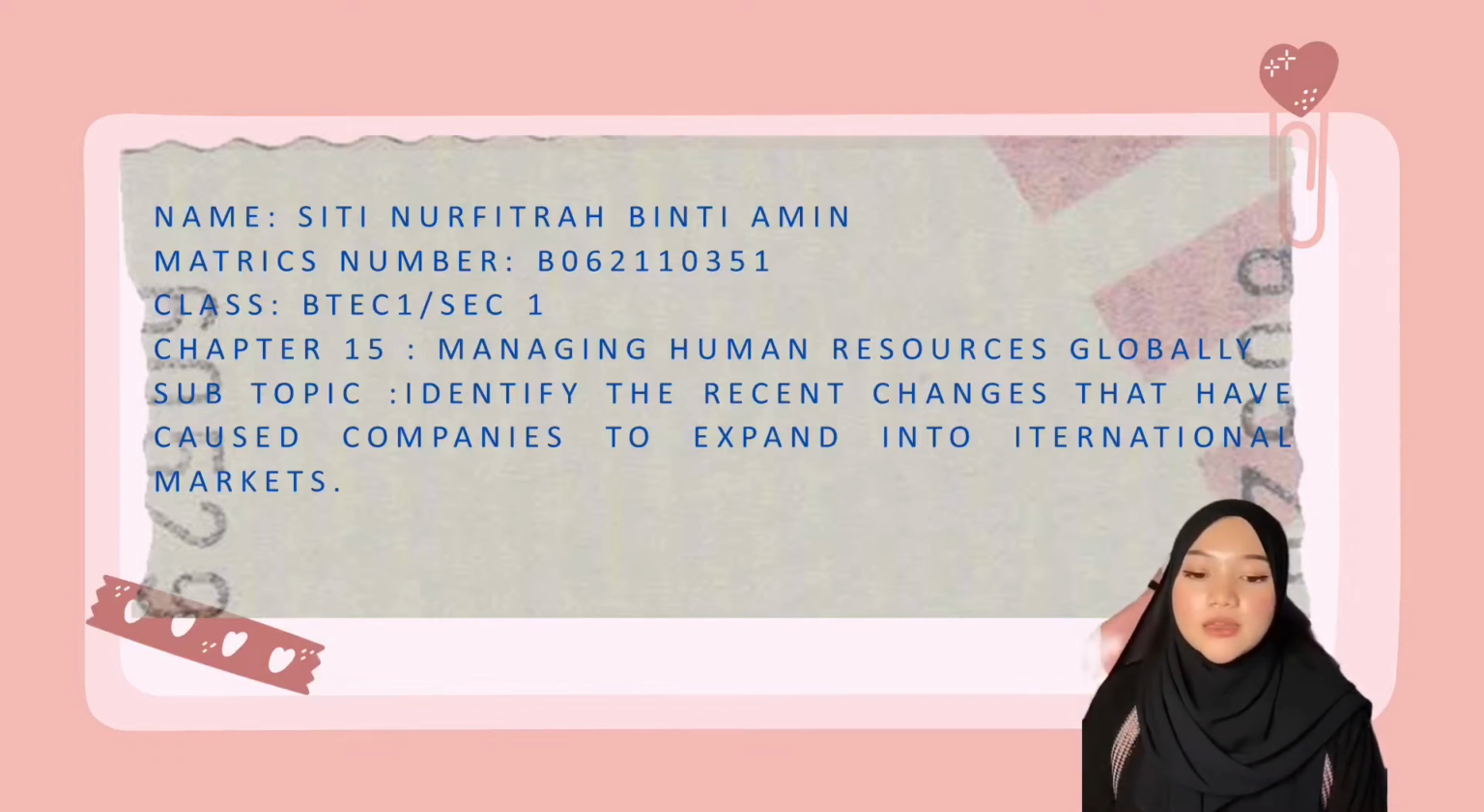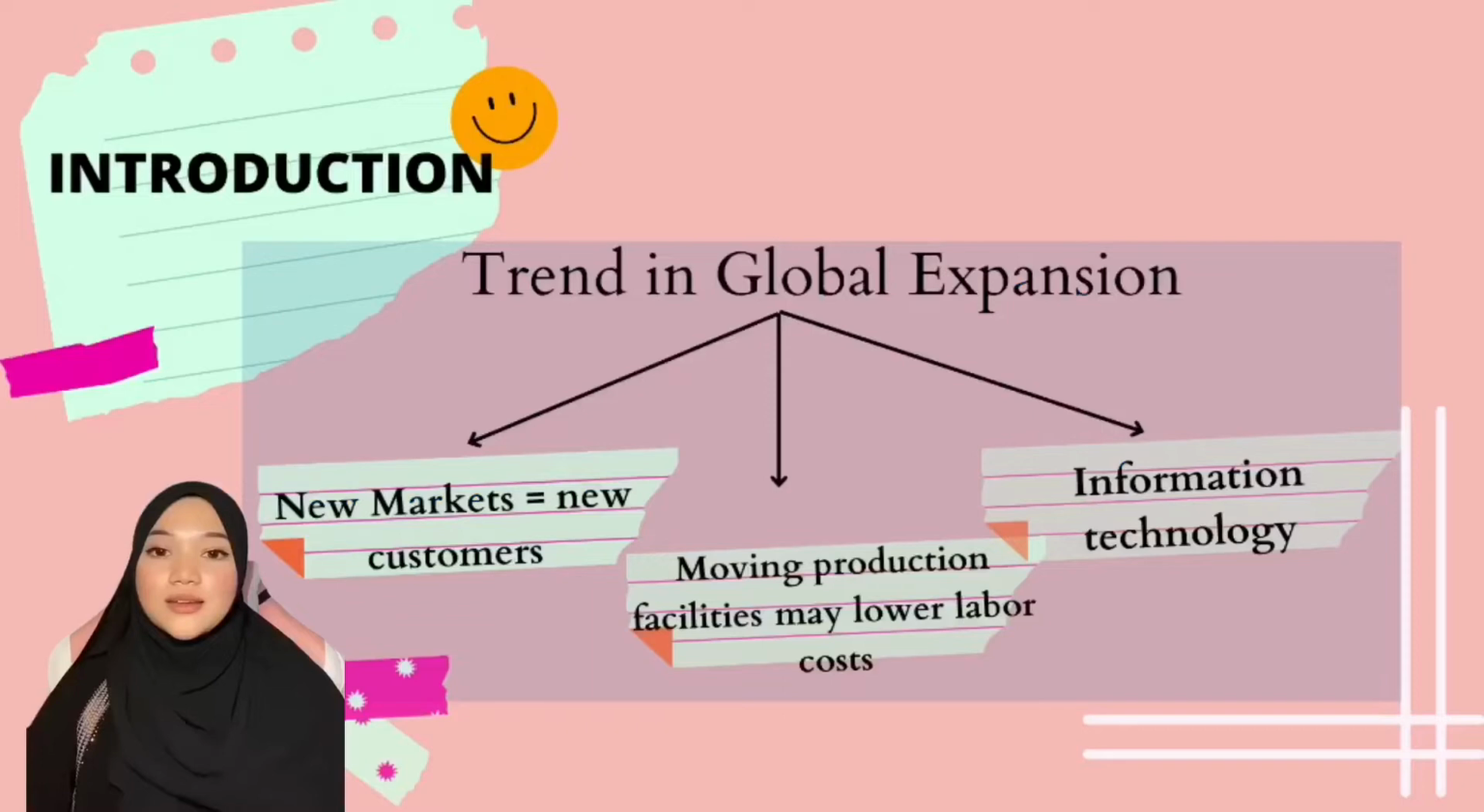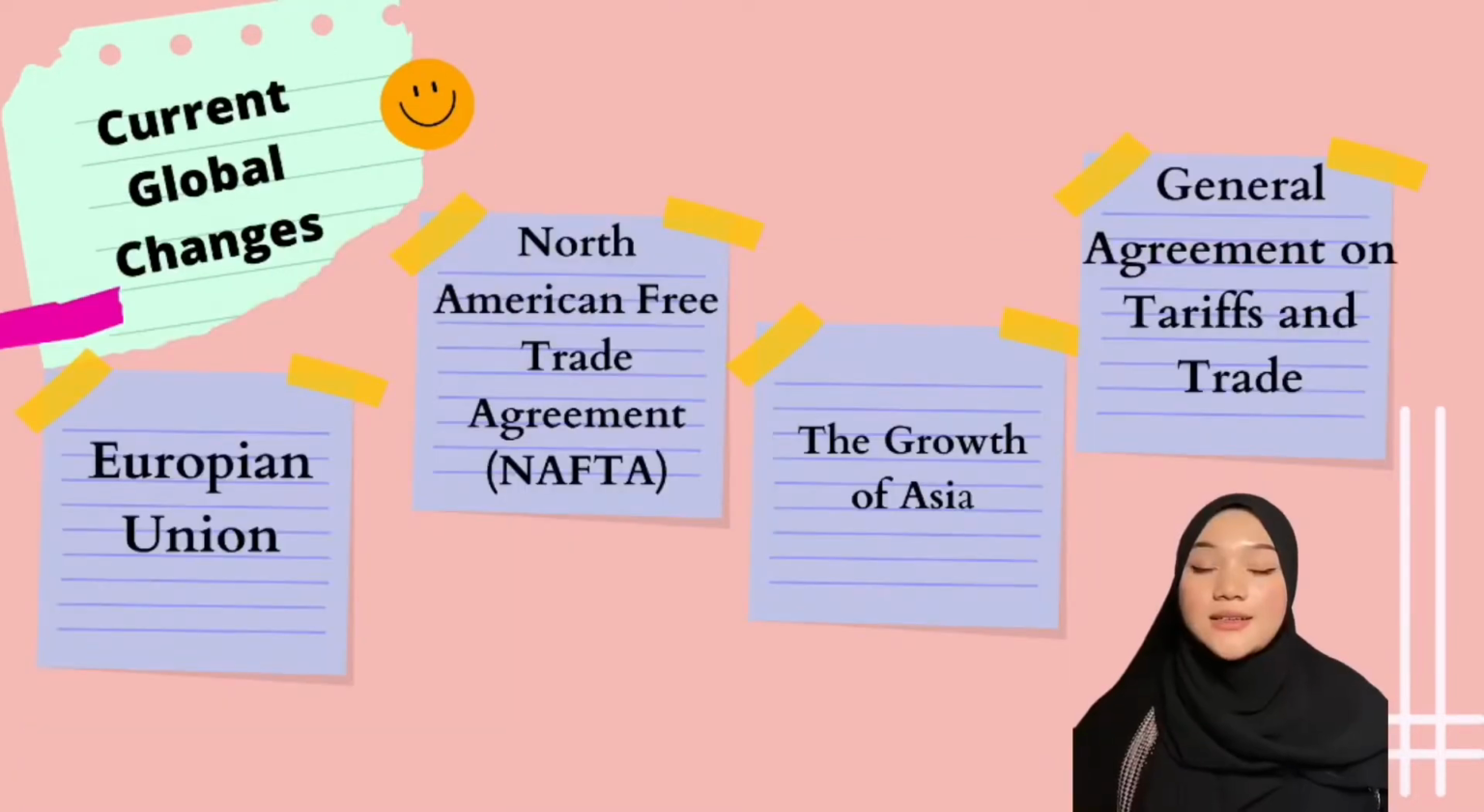My subtopic is to identify the recent changes that have caused companies to expand into international markets. For the introduction, there are three trends in global expansion. Firstly, new markets or new customers. Second, moving production facilities may lower labor costs. And last, information technology.